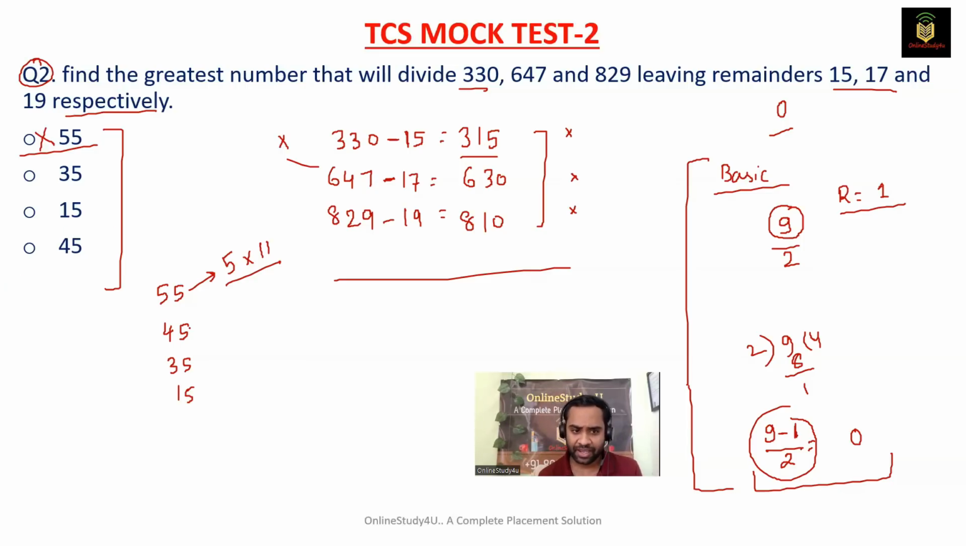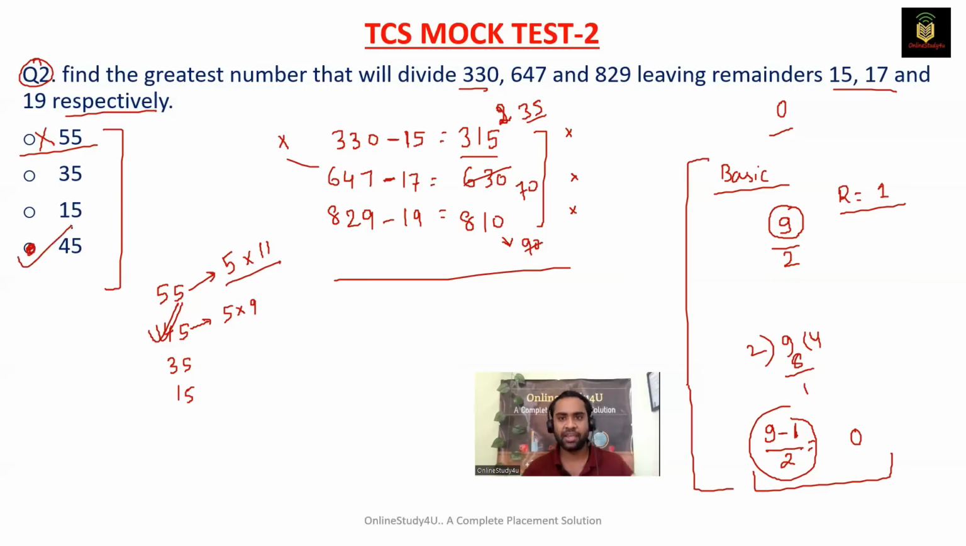Now, 45. If any number is divisible by 45, it should be divisible by 5 and 9. So 5 sixes are 30, 5 threes are correct, 5 twelves are 60, and 5 sixes are correct, 5 sixteens and 5 twos are correct. So 5 will divide all of these. Now 9: 9 twos are 18, 9 threes are 27, and 9 fives are 45. Okay, so 9 will divide. That means 45 will be your answer.